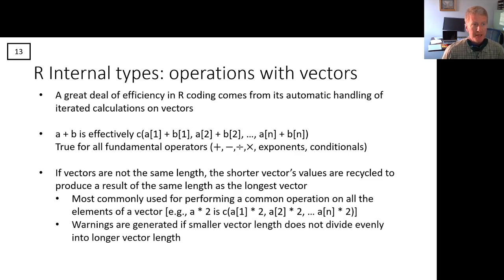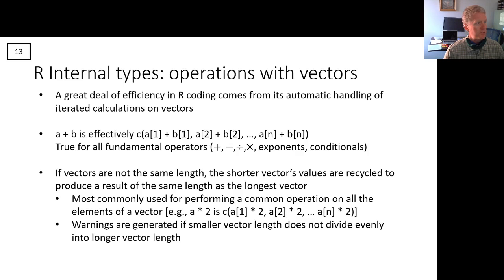The only time you're going to get a bit of a warning from R is if you have two vectors where the number of elements in the smaller vector does not divide evenly into the number of elements in the larger vector. That will cause R to throw a warning, though it will not stop the program. It won't cause an error state.